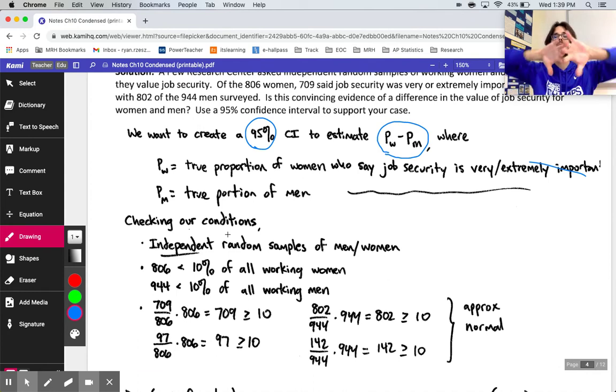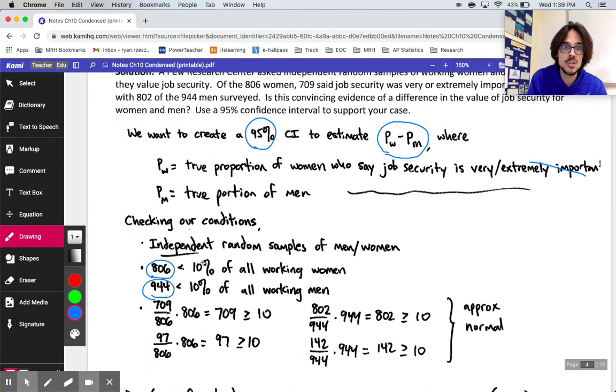These would need to be entirely separate groups of, okay, I got my 800 something women, I got my 800, 900 something men. They cannot be related to each other in any fashion. So we have an independent, we just basically say, yeah, it's independent random samples. That condition is pretty easy to check. You'll see that I did the sample size for women and the sample size for men.